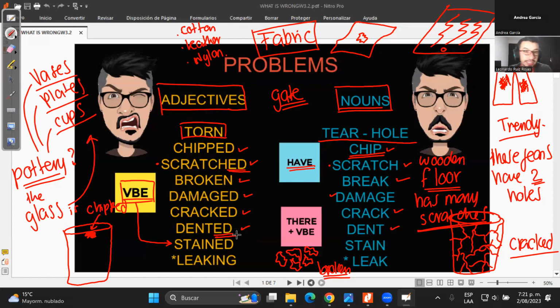So in that case, it is necessary to use dented or dent when we talk about traffic accidents, or, for example, domestic accidents. You drop a chair or something, and you dented the door of the refrigerator, because it's kind of metallic. So that's the problem there.